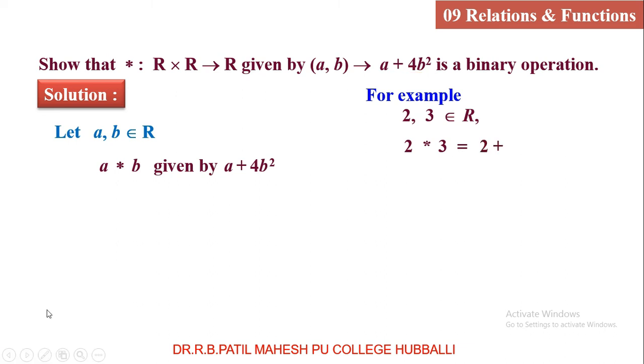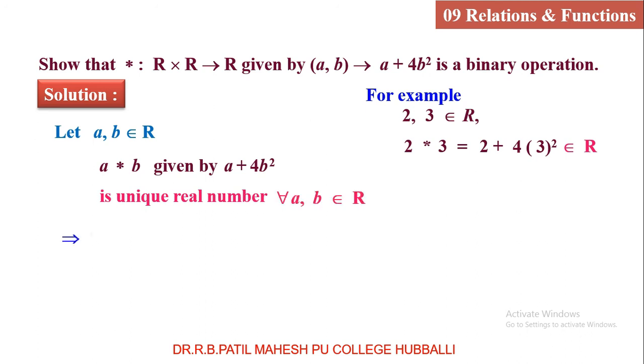2 plus 4 into 3 square. So definitely this also belongs to the set of real numbers, no doubt at all. Take any real numbers, in that a plus 4b square definitely gives you a real number itself. Therefore, this is a unique real number and we call it a binary operation. So star is a binary operation on the set of real numbers.